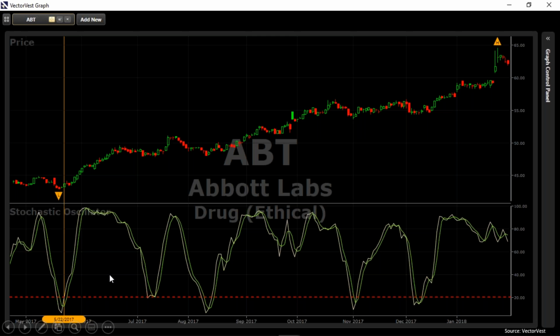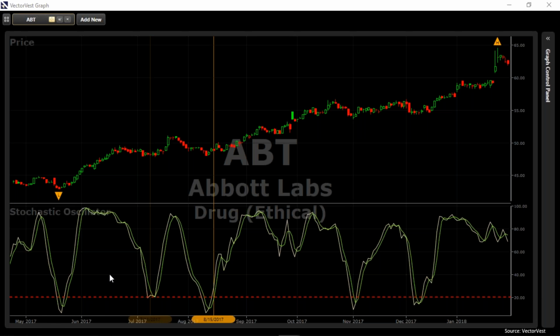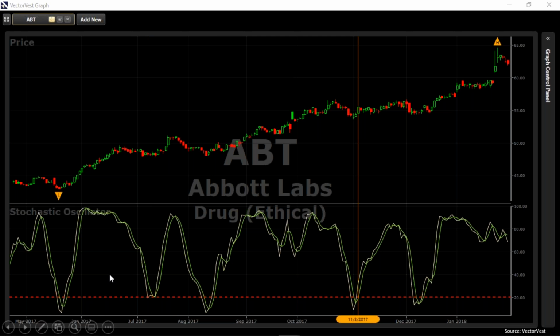So how about that for an entry, right? A day or two off of the actual low. Good opportunity to make a few bucks there quickly, right? When the stochastics oscillator went from below 20 to above 20, and again below 20 to above 20, and so on and so forth, okay?